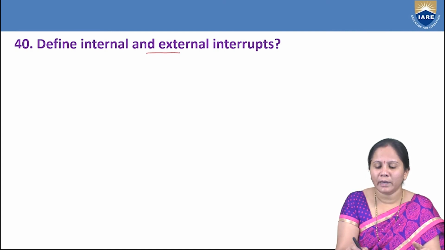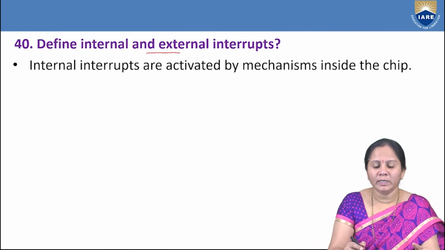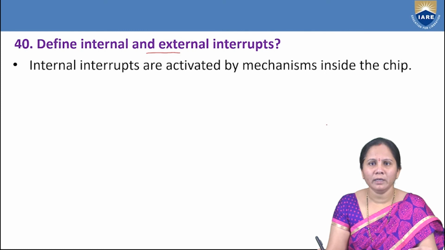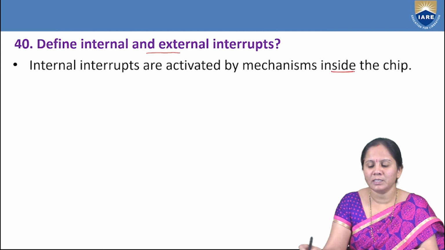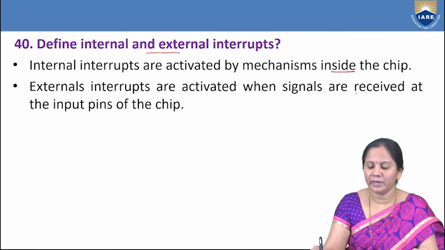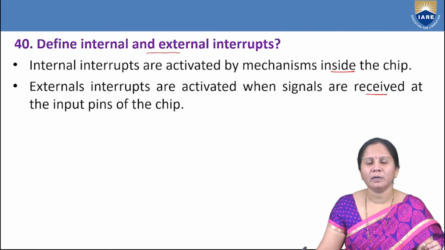Define internal and external interrupts. Internal interrupts are the interrupts that are taken inside the chip. Internal interrupts are activated by a mechanism inside the chip, whereas external interrupts are activated when signals are received at the input pins of the chip. That means if there is any interrupt coming through the port pins, then it is called an external interrupt.